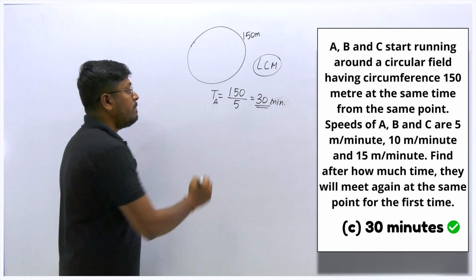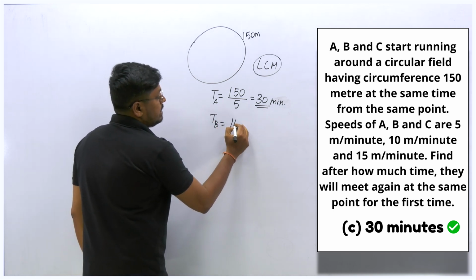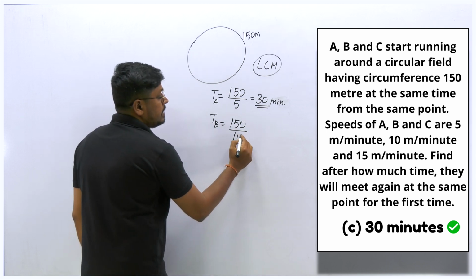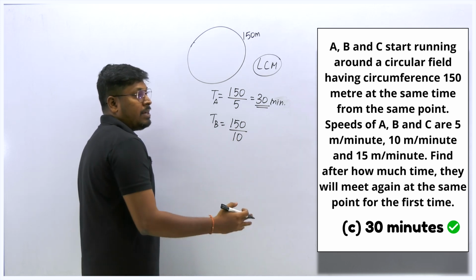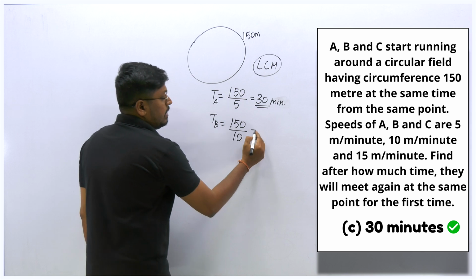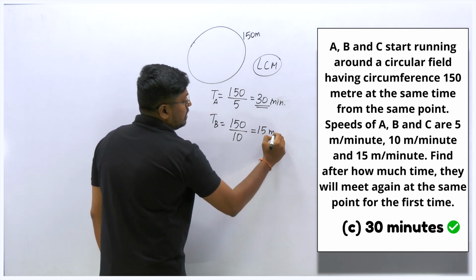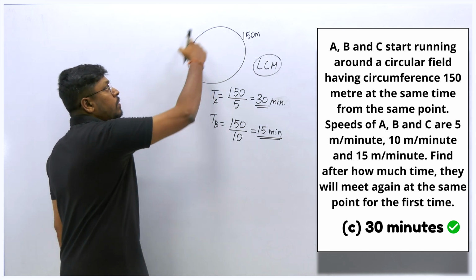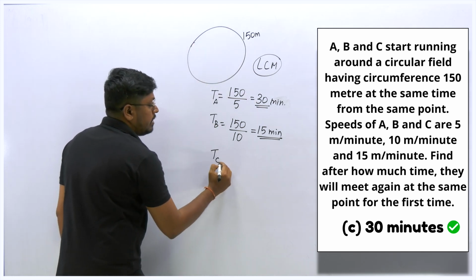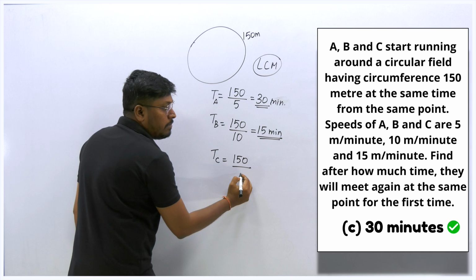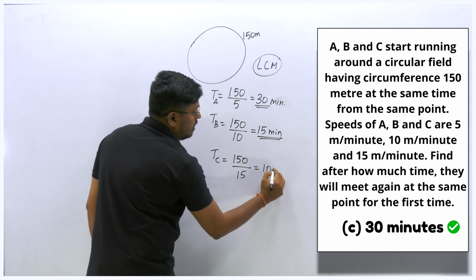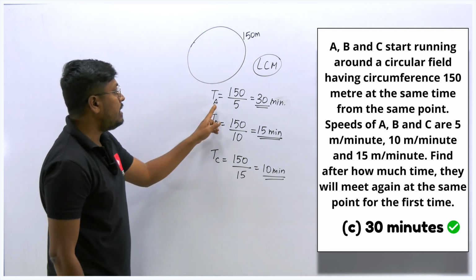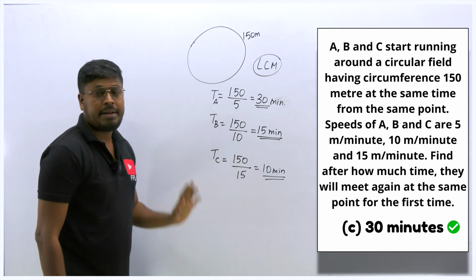Similarly, the time taken for the second person, B: again the same 150 meter distance divided by the speed. The speed of the person is 10 meters per minute. So in 1 minute he covers 10, so he can cover it within 15 minutes. So 15 minutes is the total time taken by B to complete the circular track. Similarly for C, 150 divided by 15, so we can say 10 minutes. So in 10 minutes he will finish one circular track. So for A, B, C, all the times we have found.